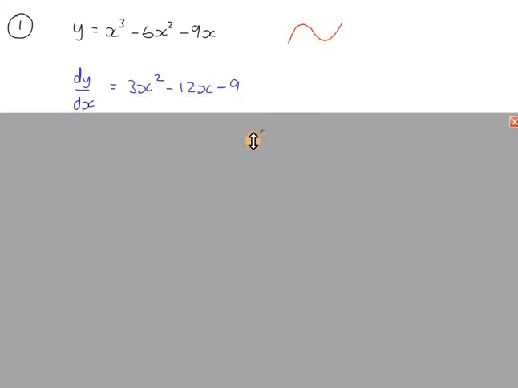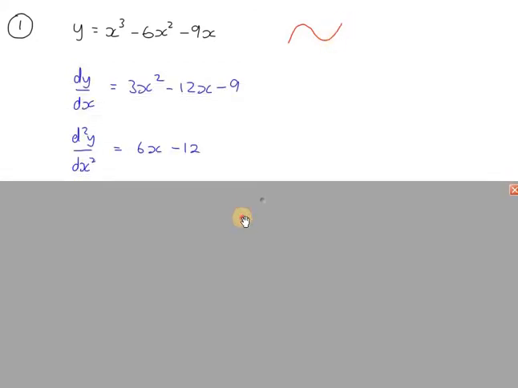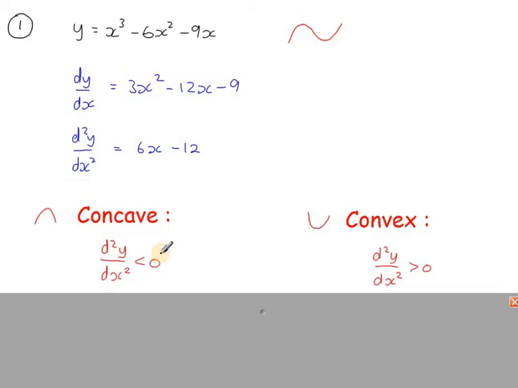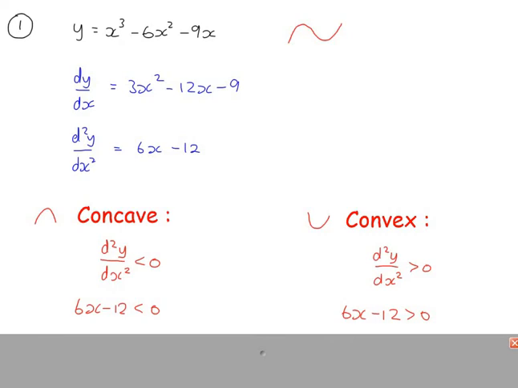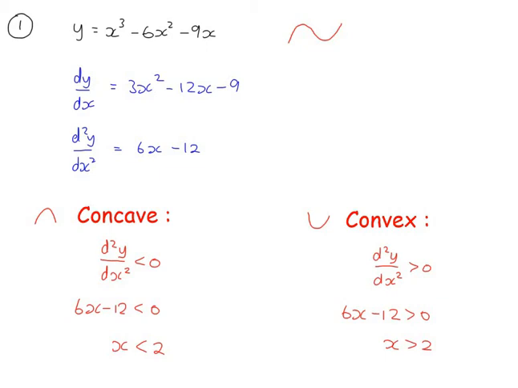So we start with the first derivative, second derivative. We need to solve for these conditions. So we have these inequalities based on the second derivative, 6x minus 12, less than 0, greater than 0. We solve. So for values of x less than 2, that section of the curve is concave, and for values of x greater than 2, that section of the curve is convex.